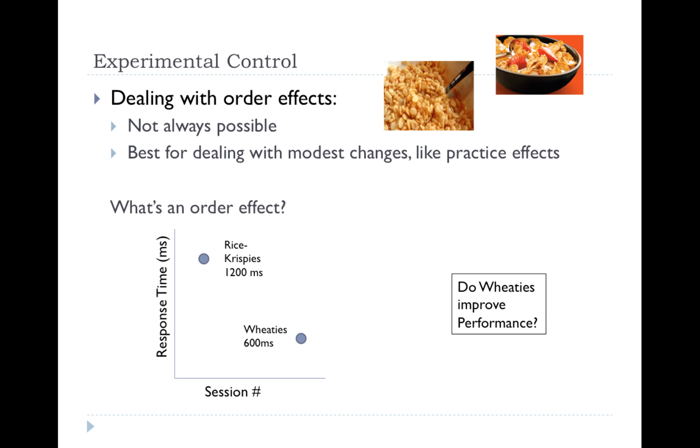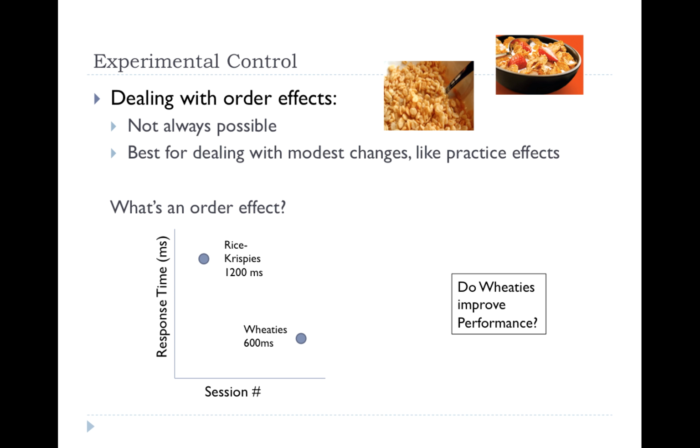So what we could do is actually, here you see in the graph, on the x-axis you see the number of sessions. So session 1 maybe performed on one day, you had Rice Krispies for breakfast, and that was the first time you performed the task, and your average reaction time responding to the targets was 1,200 milliseconds. The second day, when you had Wheaties, your reaction time was actually much faster. It only took you 600 milliseconds to respond to the targets on average.